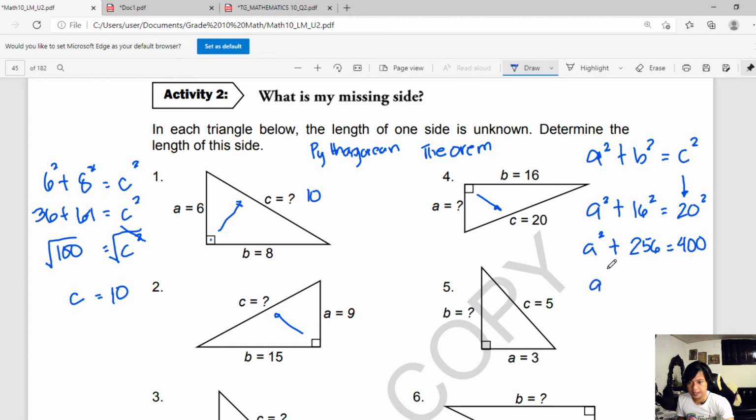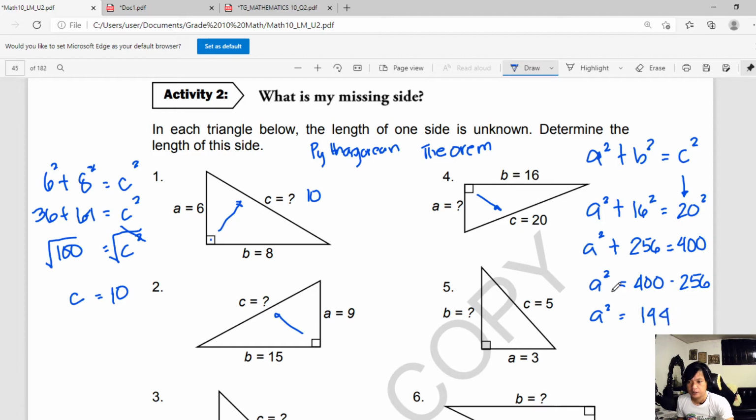So, A squared is equal to, this is what we are looking for, no? So, this 256, we can move it over there. We subtract it on the other side. Or we can subtract 256 here and also subtract 256 here. So, it will become 400 minus 256. So, A squared is equal to, what is 400 minus 256? So, that is 144.